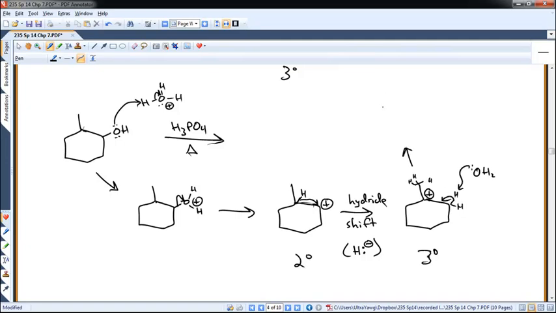You get the major product, which is the Zaitsev product, or you get the minor product, which is not the Zaitsev product, and we'll talk about that in a second. What structure can you not get? You cannot get this structure.